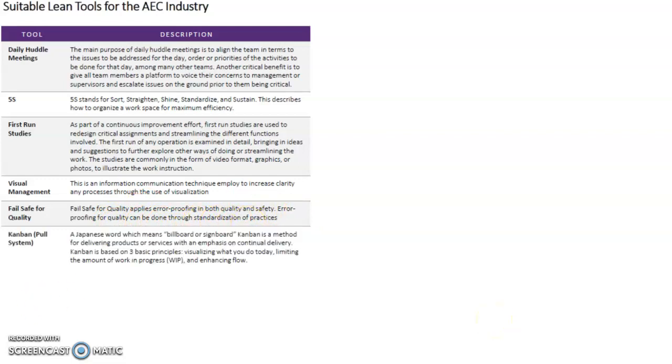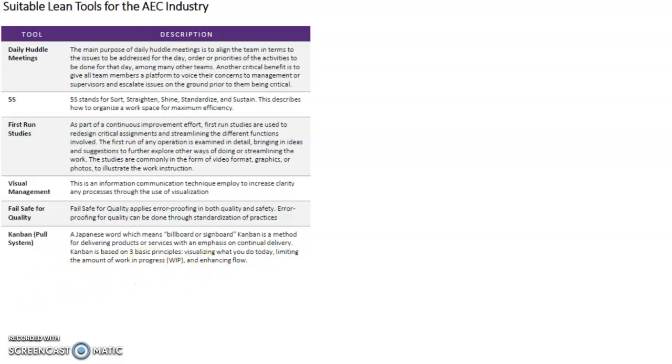The Japanese created a tool called Kanban, which is a pull system and a part of lean management. Kanban is a Japanese word which means billboard or signboard. Kanban is a method for delivering products or services with an emphasis on continual delivery. Kanban is based on 3 basic principles: visualizing what you do today, limiting the amount of work in progress, and enhancing flow.